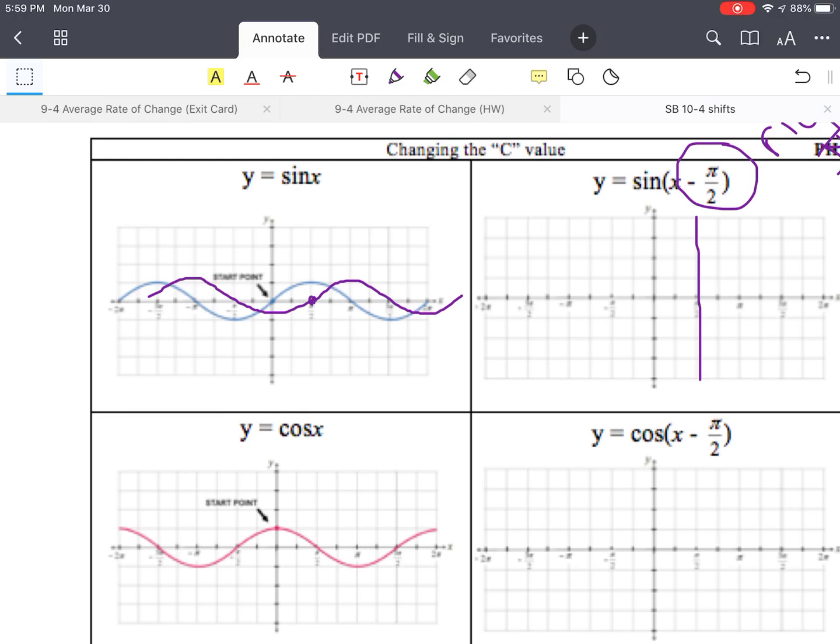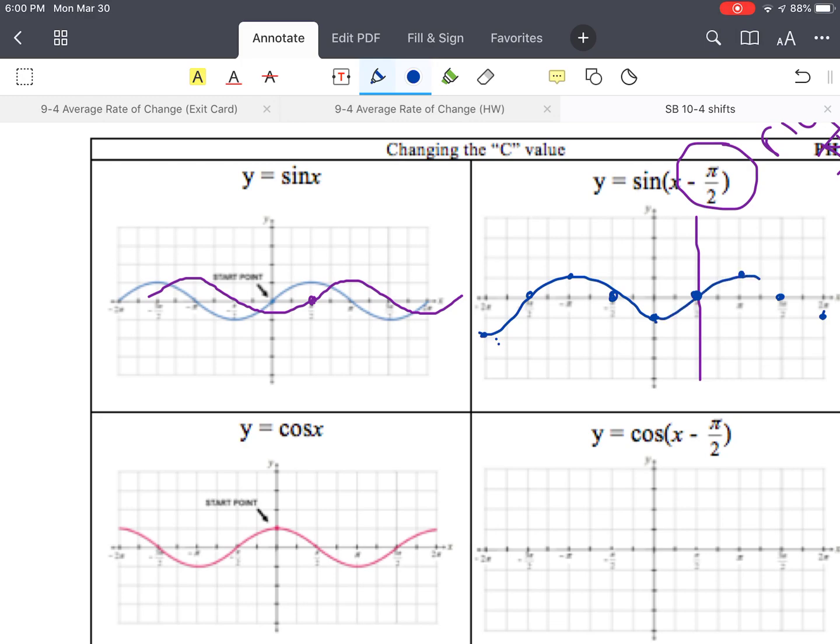Okay, so sine, we know, starts at the midline. So I'm going to start it here instead of starting it at 0, 0, because I have to shift it to the right, pi over 2. Then at the next critical value, I'm going to go up to the highest, then back to the midline, then back to the lowest. And then let's work the other way. So if you notice, when I did the purple one, I moved it to the right, pi over 2, and that's what this new one looks like. Okay, let's try one more.